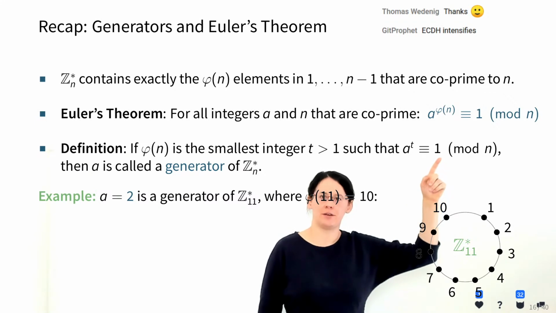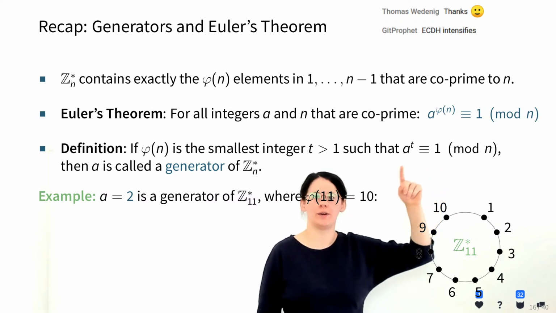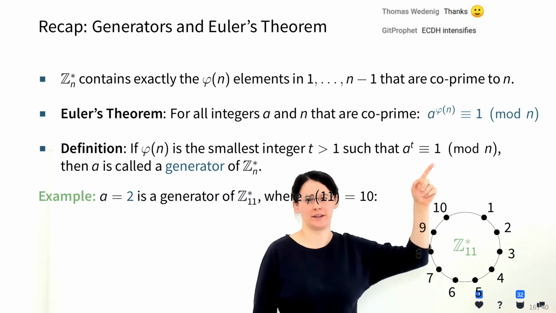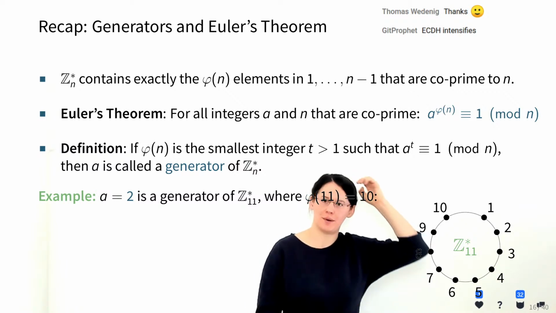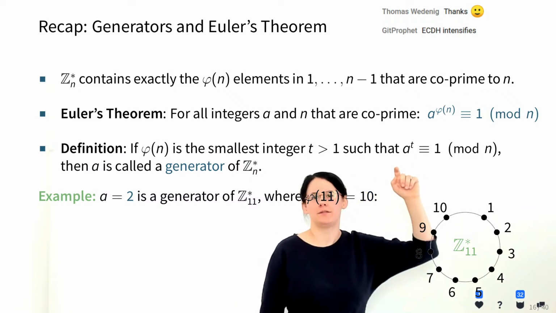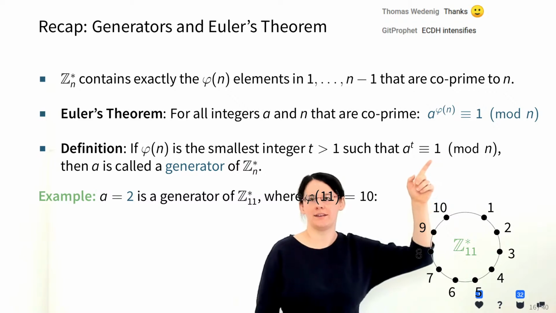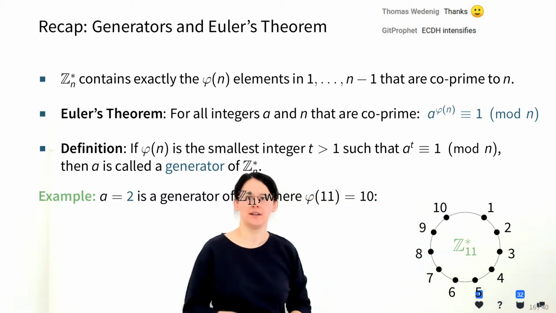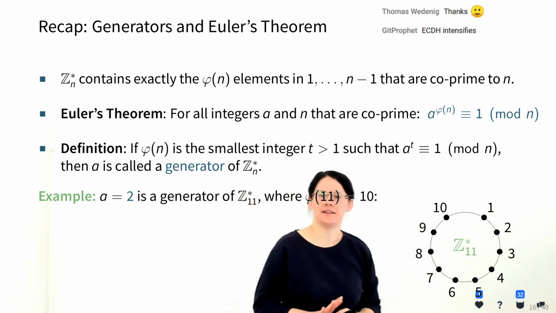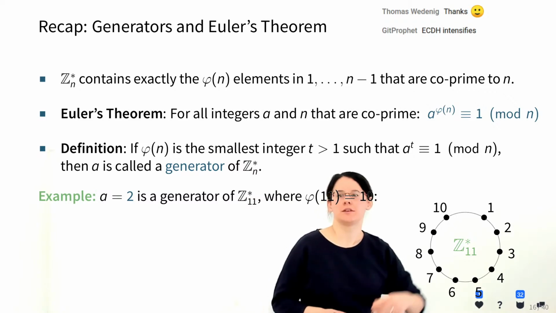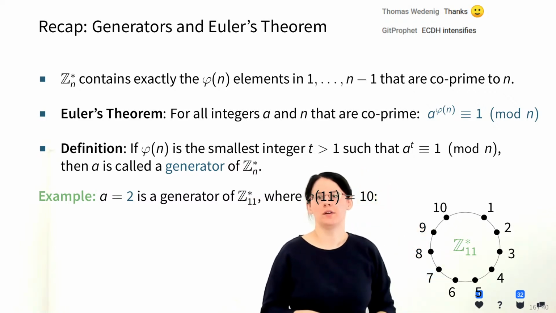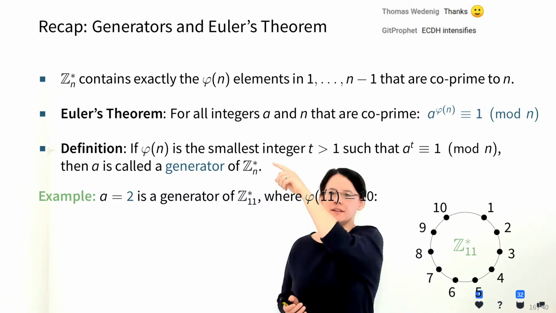So this is the first time we hit 1. And the question is now, when is the next time that we hit 1 again in our list of powers? And if the smallest integer where we hit 1 again is exactly phi of n, then we say that a is a generator of Z. Because phi of n is the total number of numbers in this set here.